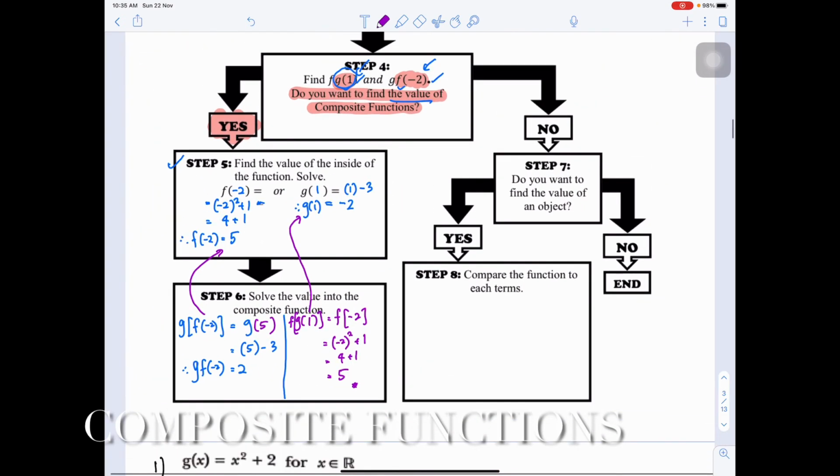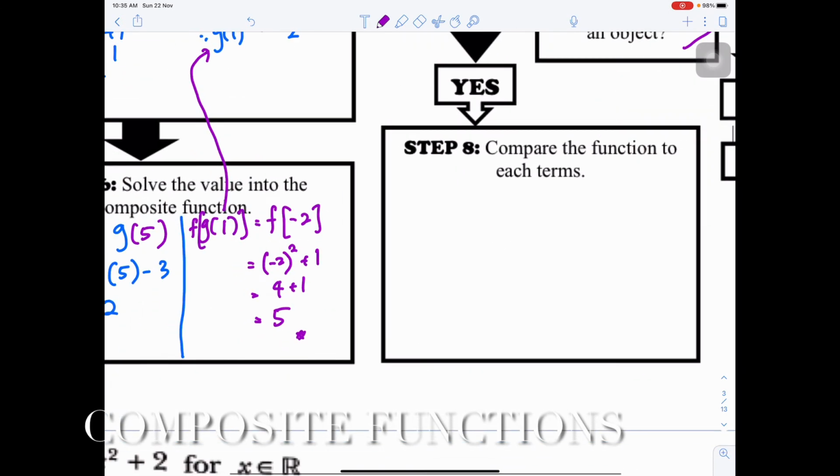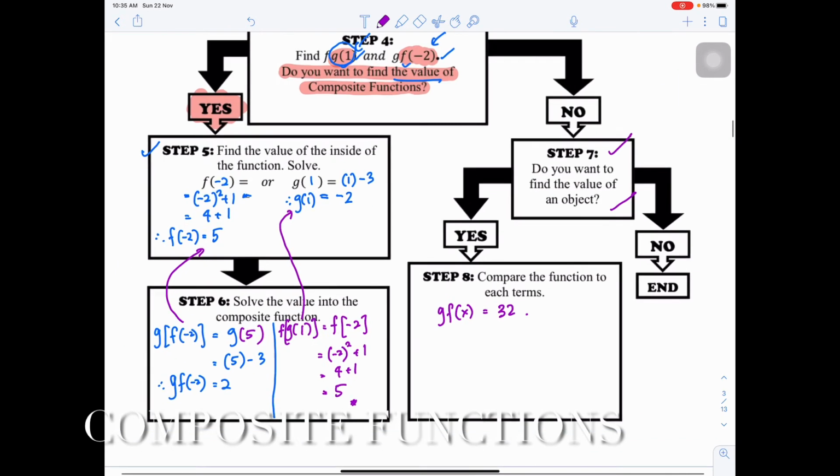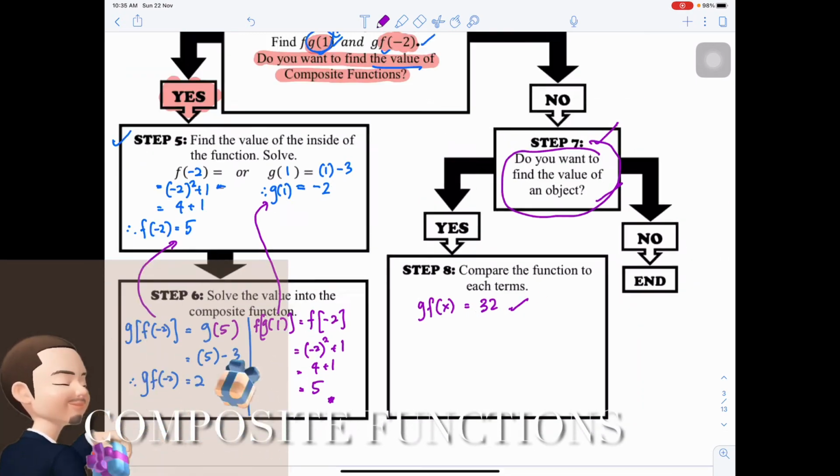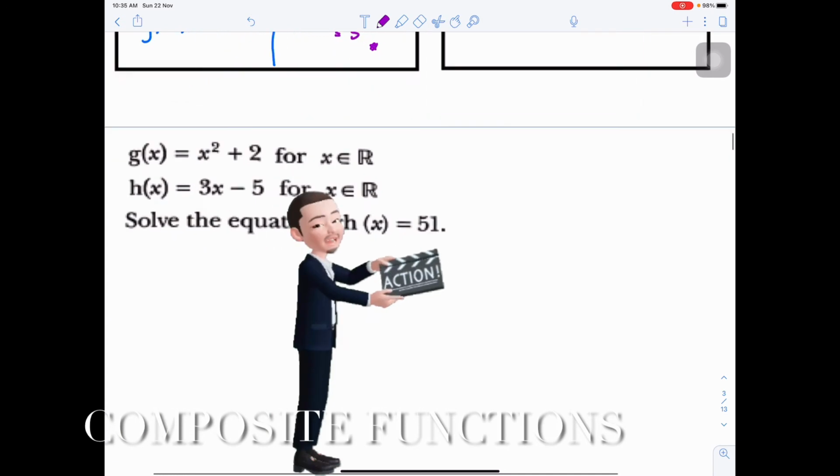What is step 7 here? Do you want to find the value of an object? This is for example g(f(x)) equals, let's say, 32. This is an example of finding the value of an object. Alright, so let's continue with the next example.